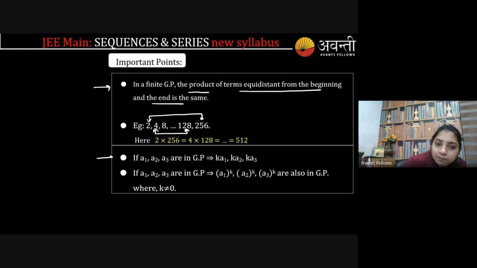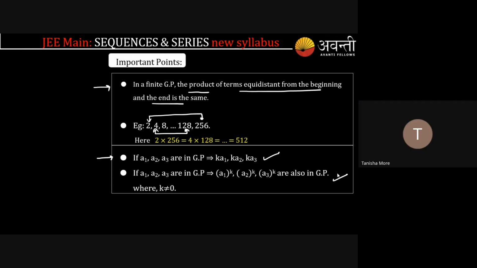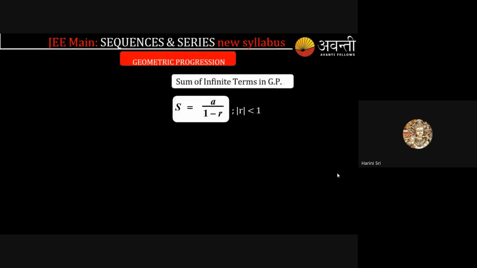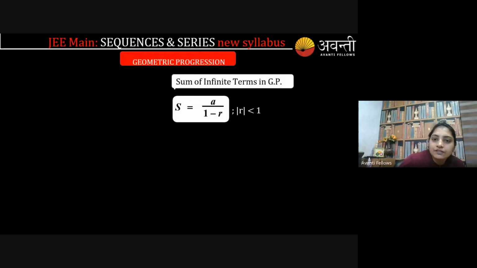If we multiply each term of a GP with a constant number, the terms remain in GP. And in fact, if you take the same power of each term of a GP, then the terms are in GP. Is it clear to everyone? For the infinite GP, the sum up to infinity is A upon 1 minus R, right?